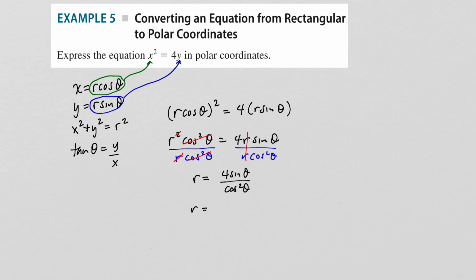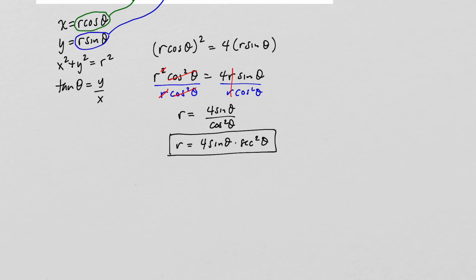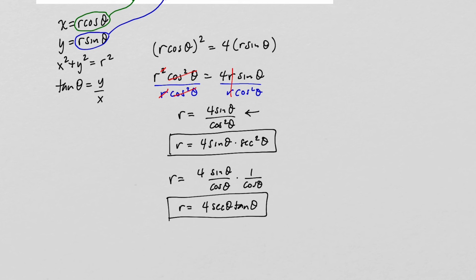And this can be rewritten as 4 sine of theta times secant squared of theta. And if you don't like this particular format, another way you could give this answer is you could take this and rewrite it as 4 sine of theta over cosine of theta times 1 over cosine of theta. And this would give us 4 times tangent of theta times secant of theta, which we typically write as secant theta tangent theta. So both of these are equivalent, and either one would suffice.